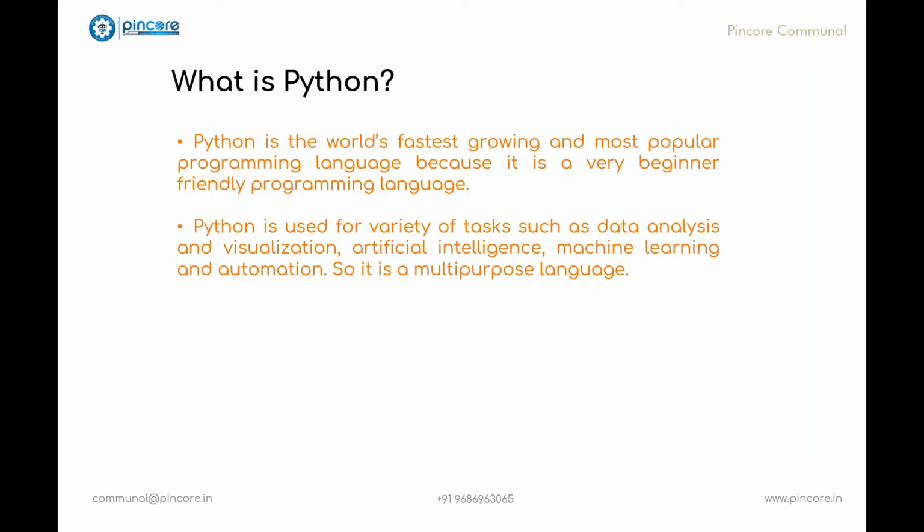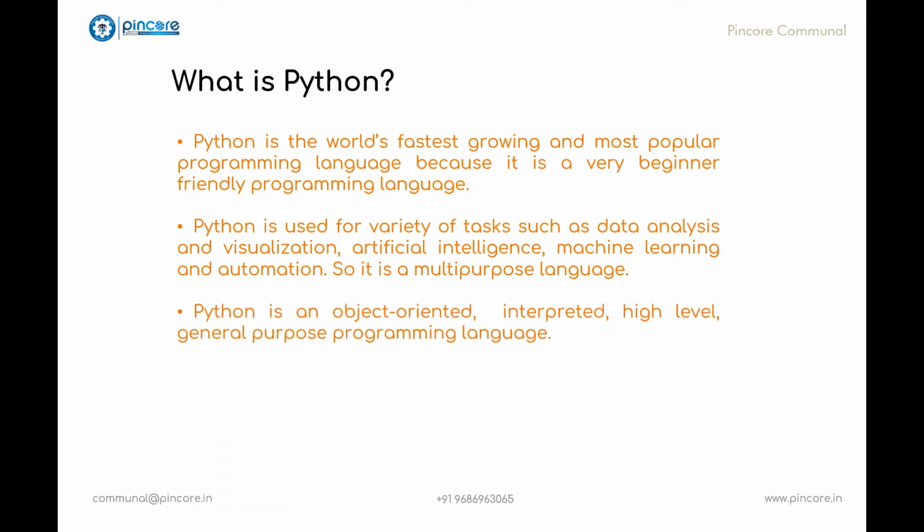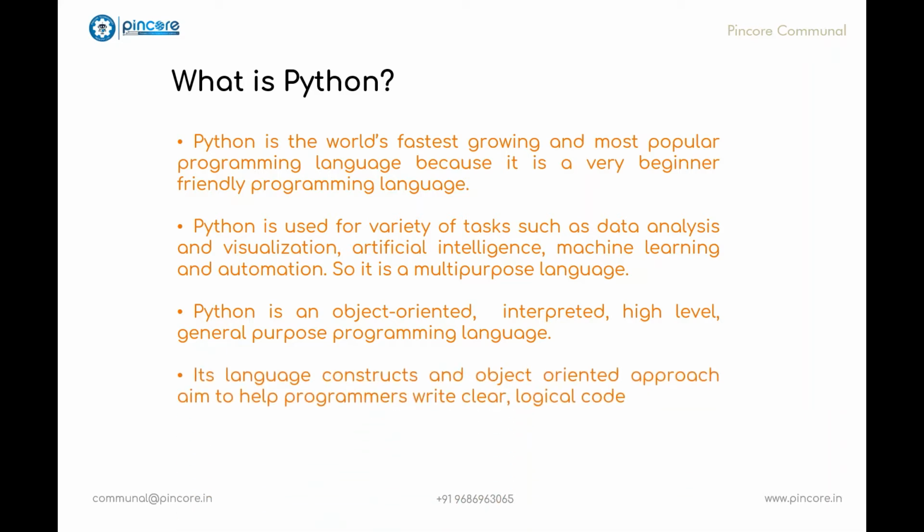Now see what is the definition of Python. Python is an object-oriented, interpreted, high-level, general-purpose programming language. It was created by Guido van Rossum and it was first released in 1991. Its language constructs and object-oriented approach aim to help programmers write clear, logical code for small and large-scale products.